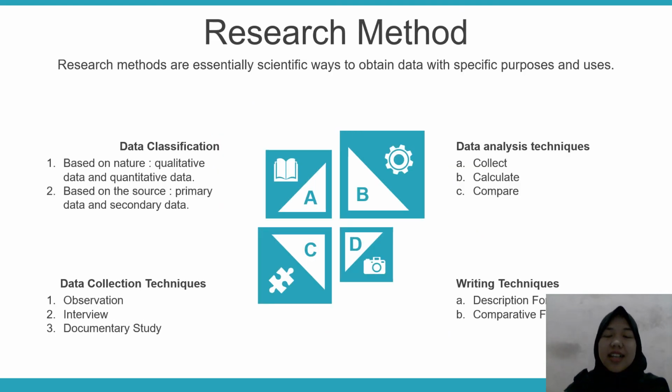Next is research method. Research methods are essentially a scientific way to obtain data with specific purpose and use. The first is data classification. One, based on nature, there is qualitative and quantitative data. Based on the source, there is primary and secondary data.